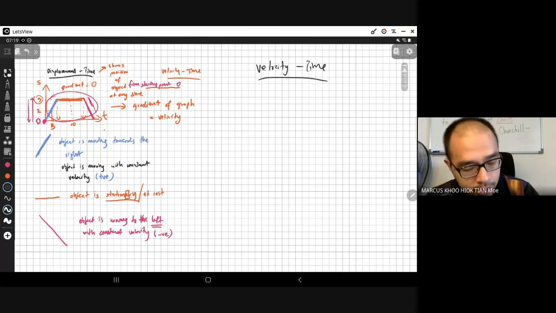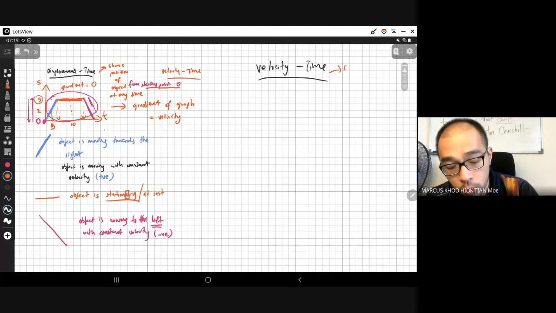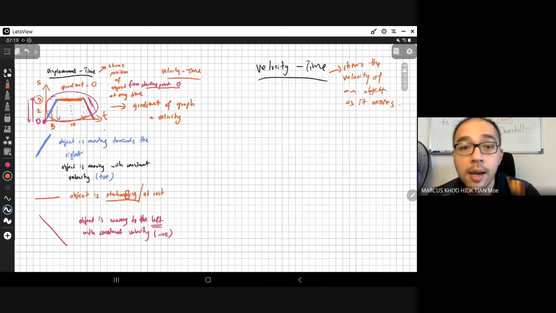It shows the velocity of an object as it moves. It doesn't tell you where it starts and where it stops, but we always assume that it starts from a 0 point, from t equals to 0. But it shows you the velocity only.